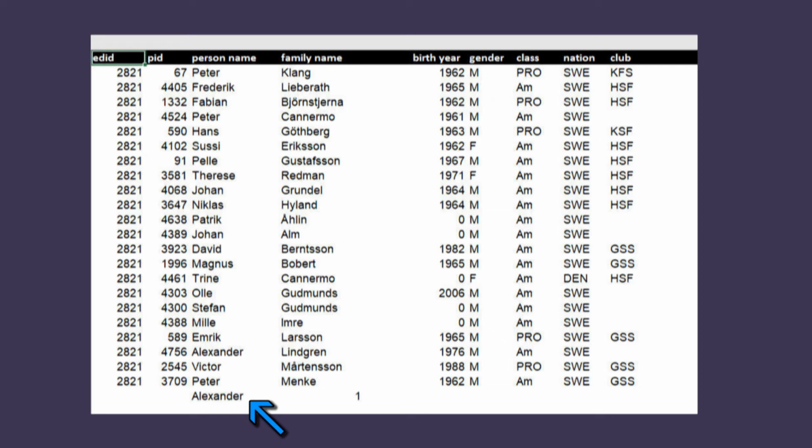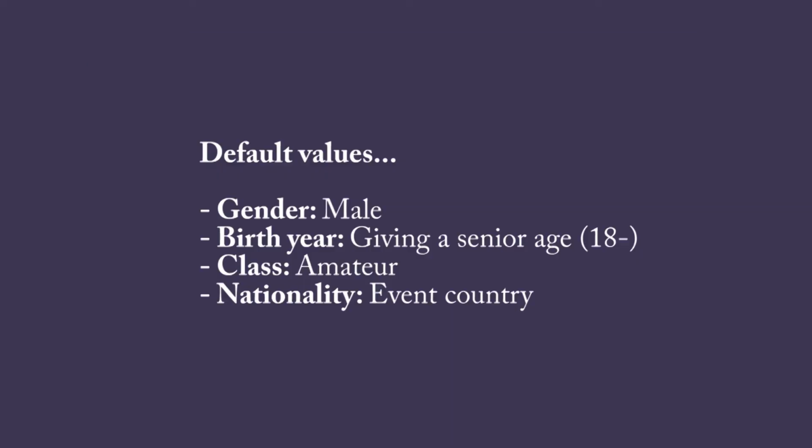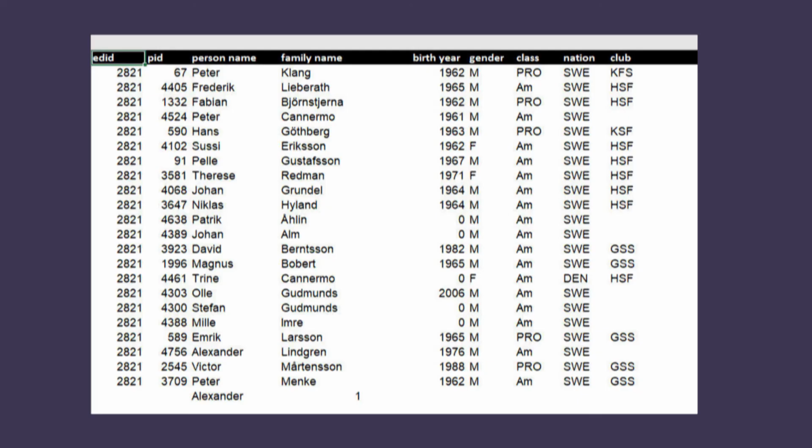Just for testing, we added one. Alexander 1. If not adding more than names, there are default values that will be used. Default values for gender is male. Default for birth year will be something giving a senior age of 18 or more. Default class will be amateur. Default country, the same as for the event. Also, if that exact name does not exist in the database, then it will be added as a new racer.